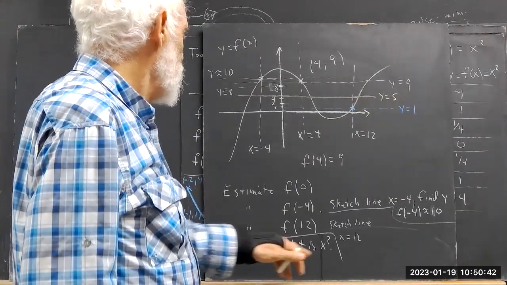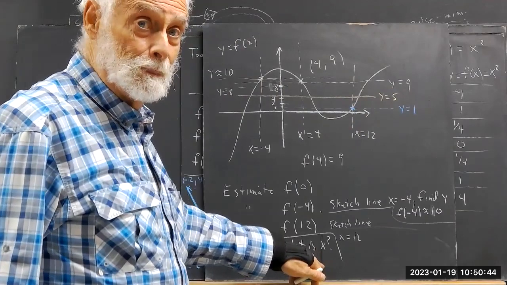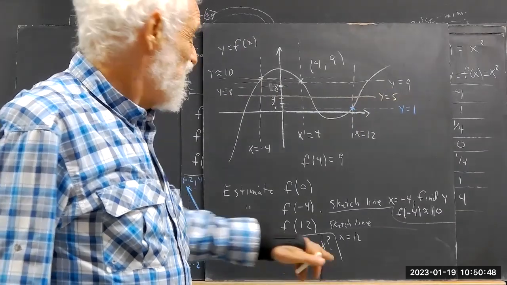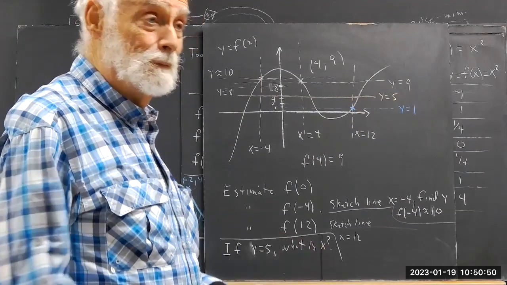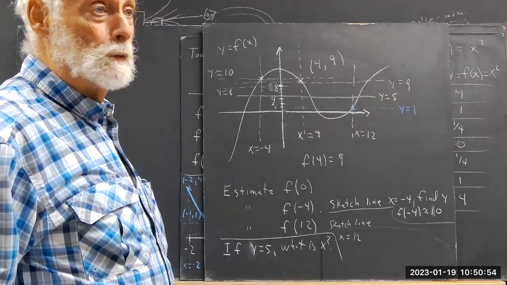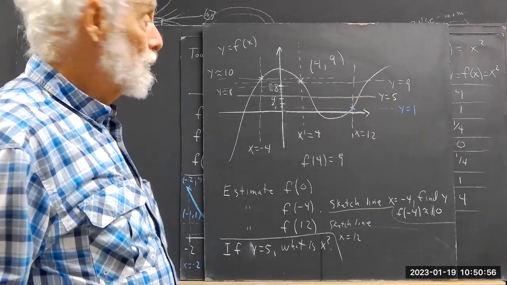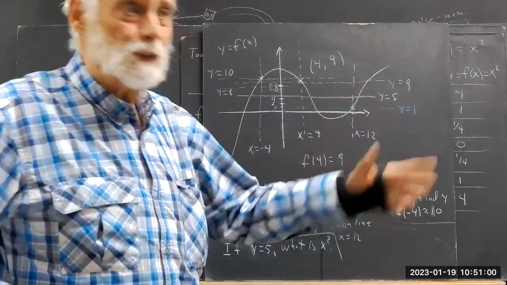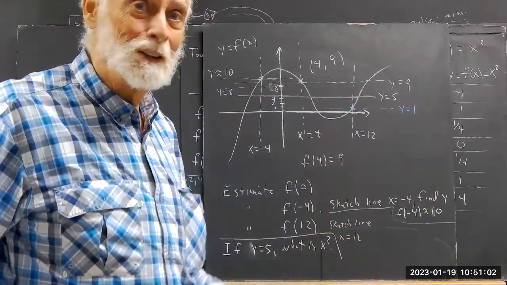Right. Now we ask, if y is 5, what is x? Okay. How many answers do you have? Show me with your fingers. Okay. More than one, right? Some are saying 2, some you're saying 3. I see 3. But that's okay. If you saw more than one, you saw what you needed to see.